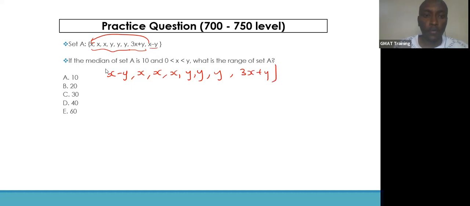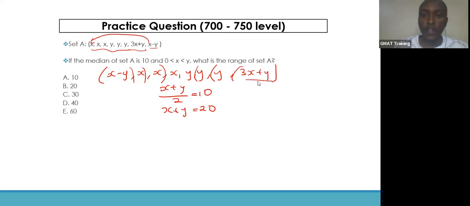So the ordered set is X minus Y, X, X, X, Y, Y, Y, then 3X plus Y. The median of the set A is 10. So for the median, take out the outer values, and we have X and Y. So we have X plus Y divided by 2 equals 10. X plus Y equals 20. What is the range of set A?